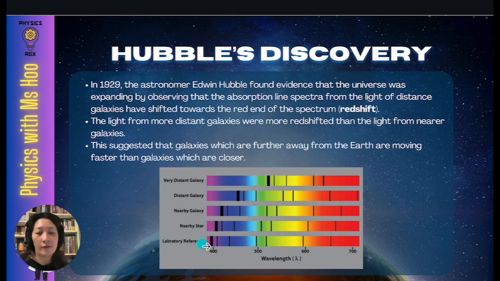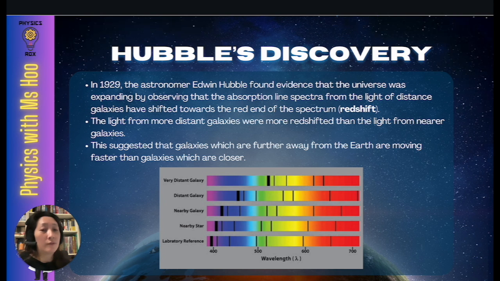So the lab reference is the actual absorption spectrum of a particular light that we are expecting to see, and the further away the star or galaxy is from us, the more these bands have shifted towards the red end of the spectrum. So what this suggests is that galaxies which are further away from the Earth are moving faster than the galaxies which are closer. The proof of redshifting with moving galaxies is all covered in my video about redshifting.